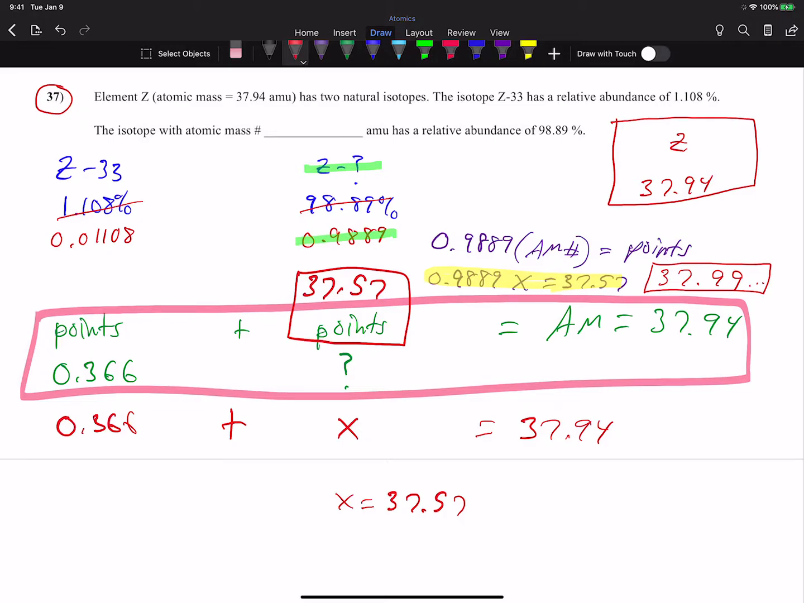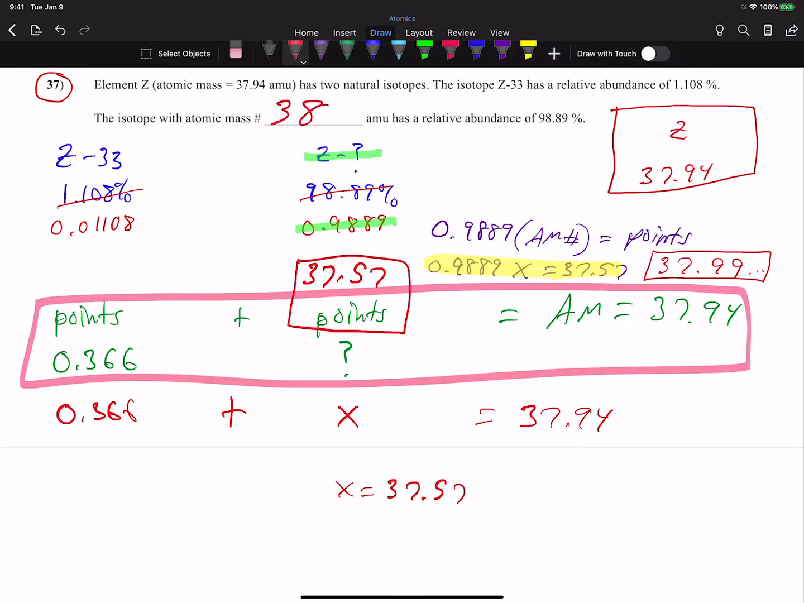Getting an answer of 37.99 gives me a lot of confidence that this is probably correct, for two main reasons. The first reason is this answer is practically a whole number, and atomic mass numbers are always whole numbers. And of course, the nearest whole number here is 38, which is the answer.